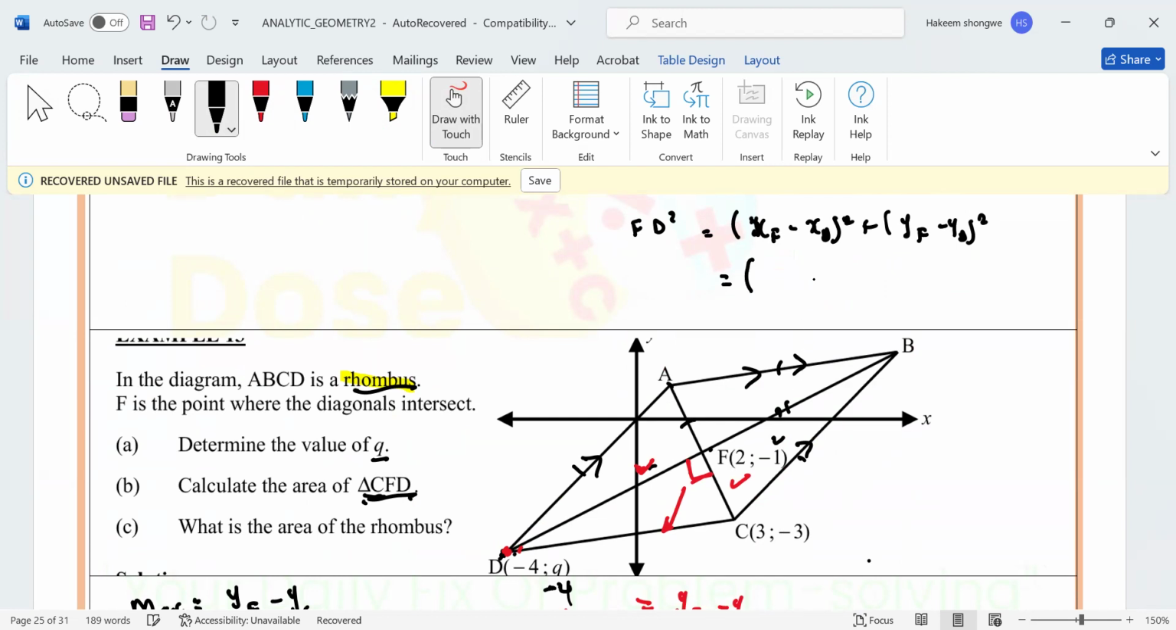Okay, let's substitute then. X at F, it's 2, minus open bracket, minus 4, close bracket, all squared, plus we have minus 1, minus, we also got minus 4. So it's going to be minus 4, close bracket, all squared. And then you say square root. What do you get as your answer?